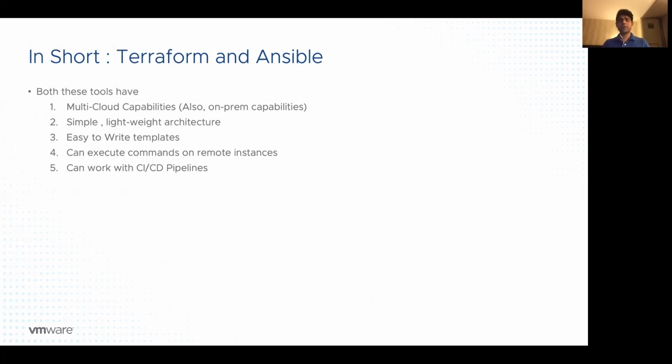So Terraform has capabilities where you have things like local-exec and remote-exec, with which you can install packages and run commands on your instances once they are up and running. And the same goes with Ansible. And obviously, both of these tools work seamlessly with any of the CI/CD tools and pipelines that you may already have. So now that we know this, which one should you choose?